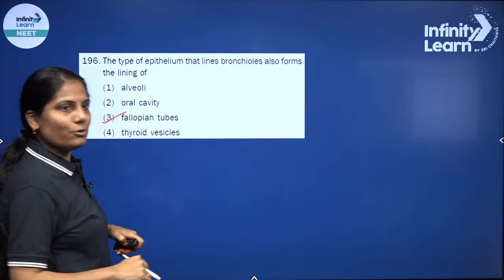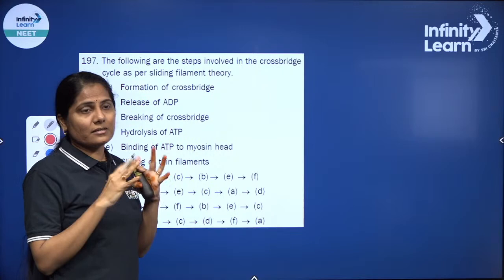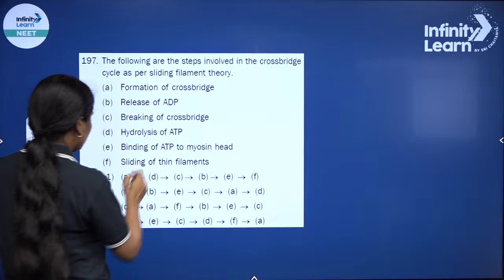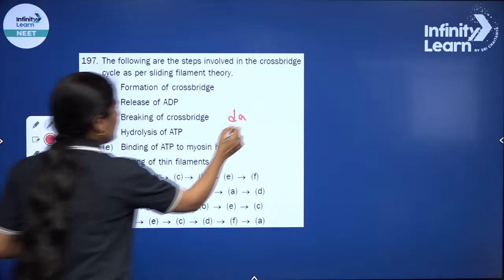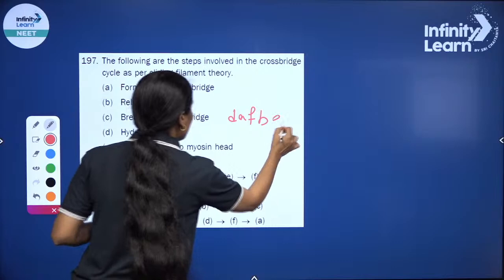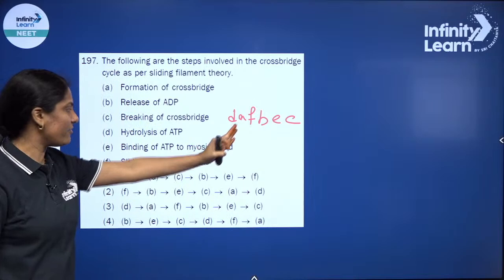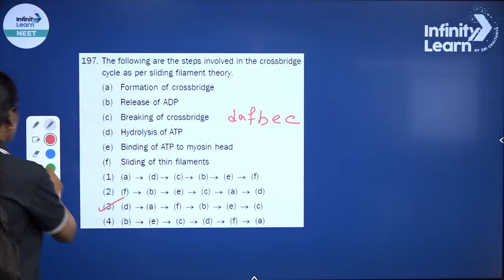Excellent. The following are the steps involved in the cross-bridge cycle as per sliding filament theory. So sliding filament theory is something that is a tough nut for most of you, but pay attention, that is going to be easier. Let's start with the hydrolysis of ATP. After hydrolysis, there is a formation of the cross bridge, and then we have the sliding of the thin filaments, and then there is a release of ADP, and then we have the binding of ATP to myosin head, which leads to eventually the breakage of cross bridge, which is DAFBEC, that is third option. I know it takes a little time, but try and put that cycle there. You are going to get that answer, right?